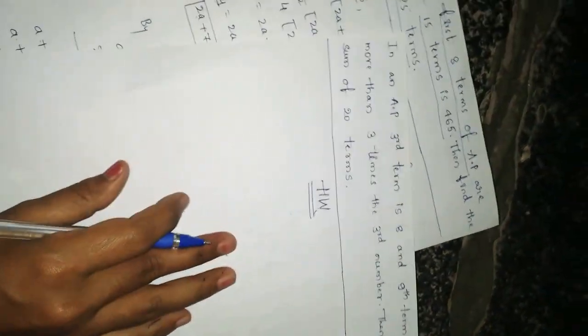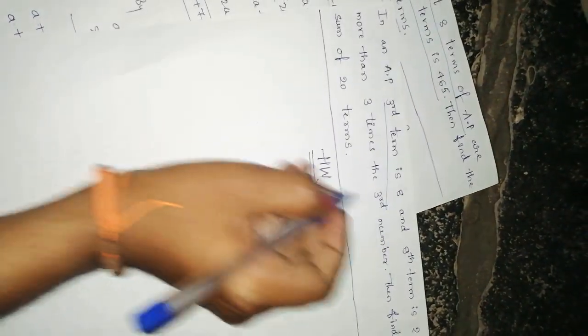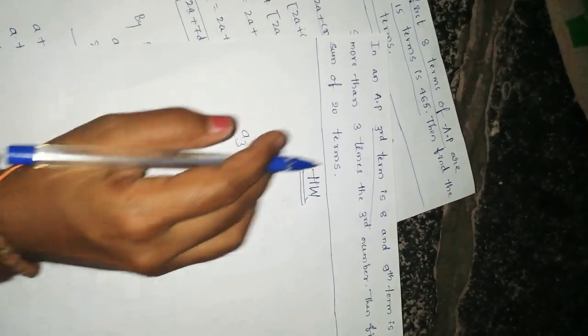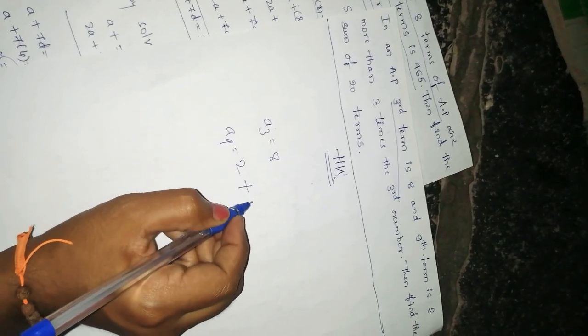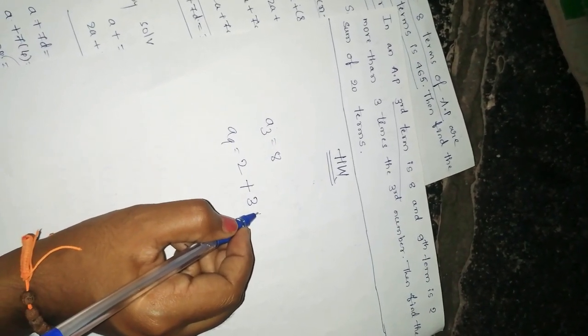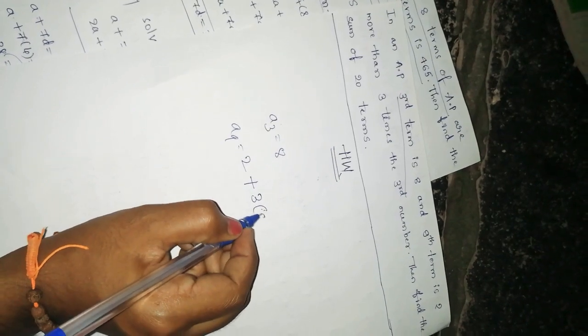And again I'm going to give you one assignment here. Take this question. In an AP, third term is 8. I will give the hint. Third term is 8 and the ninth term is 2 more than 3 times the third term. Ninth term is 2 more means plus 2, more than 3 times means into 3, times the third term means a3. Then find the sum of 20 terms. You need to find out S20. So here is the question in an AP. I am going to assign it to you. Please work it out and send me the answer.